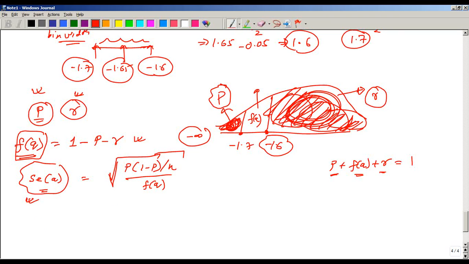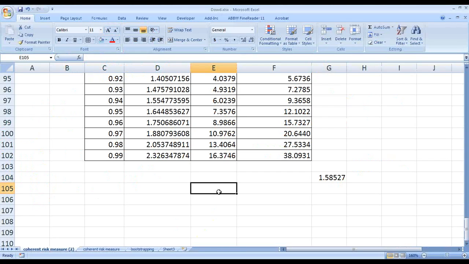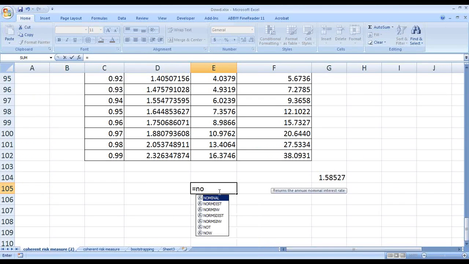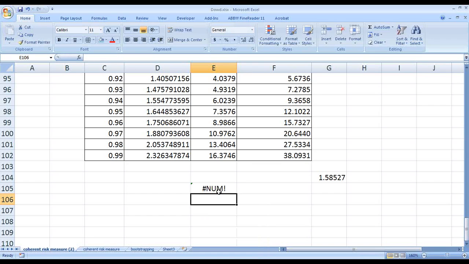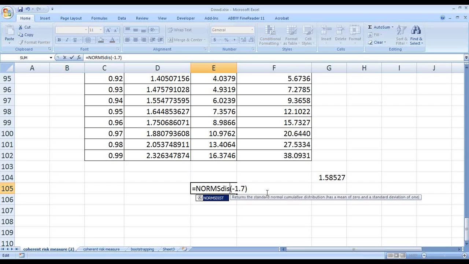So we will compute this P value. How will you compute the probability? You will have to find out what this P is. What will be the value of that P? We can put it in Excel. We can say NORM.S.DIST, and we can put minus 1.7.